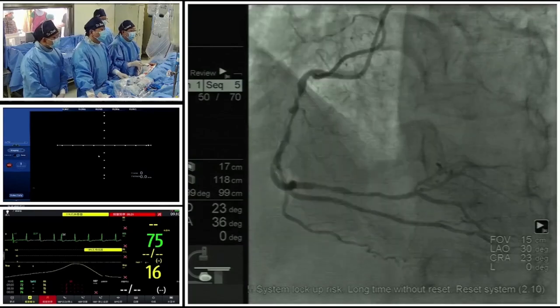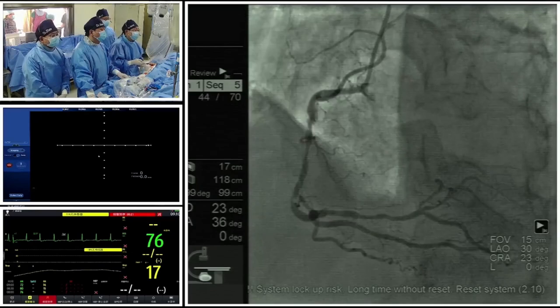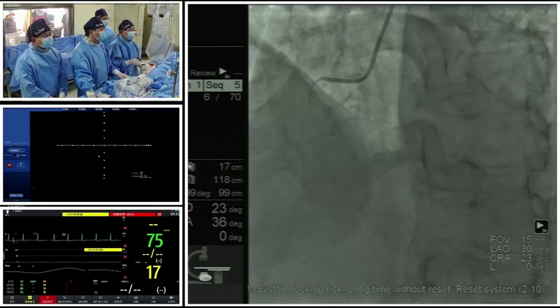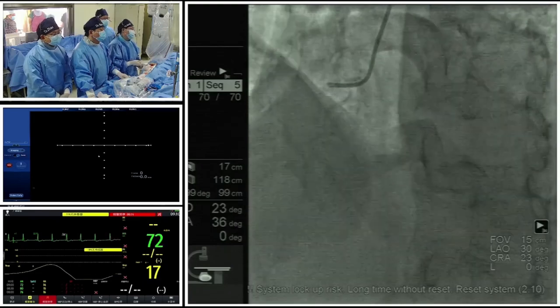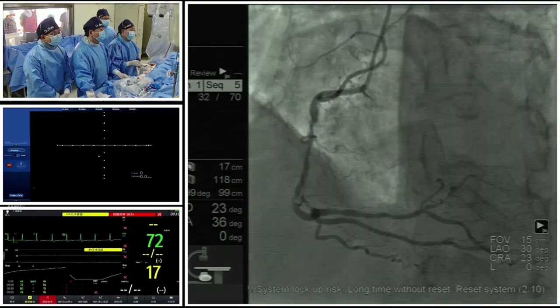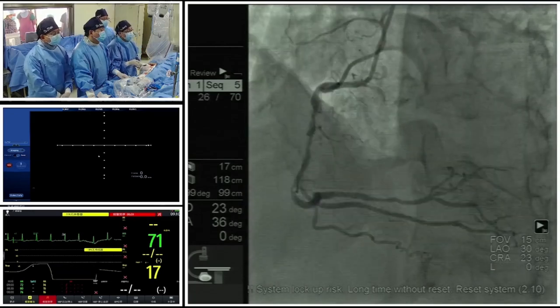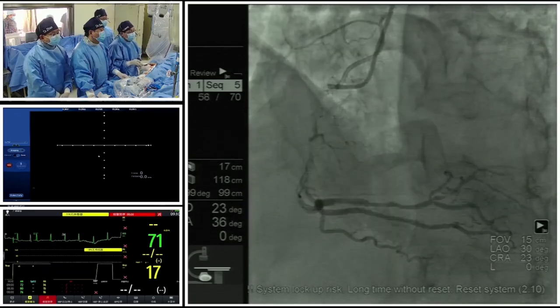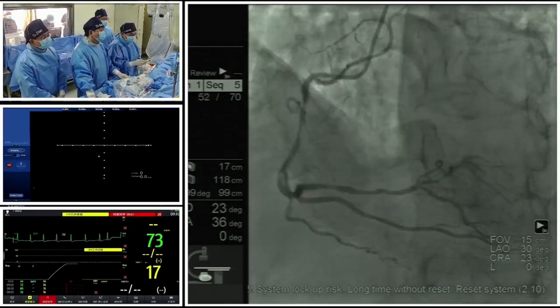Okay, just like we see, the middle segment of the RCA has diffuse stenosis, and with intravascular imaging guidance, we completed the RCA lesion PCI and implanted two stents.